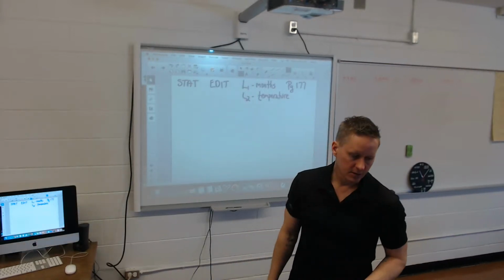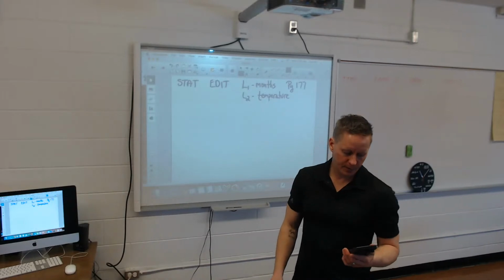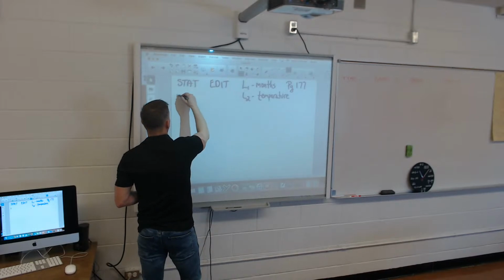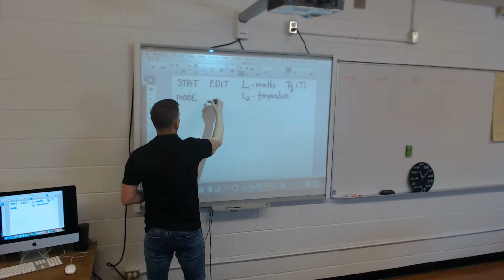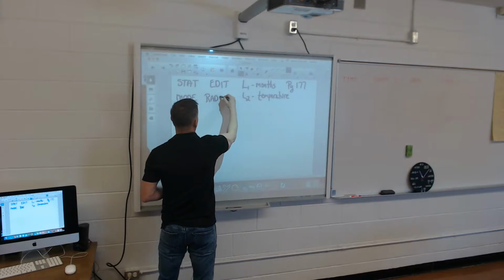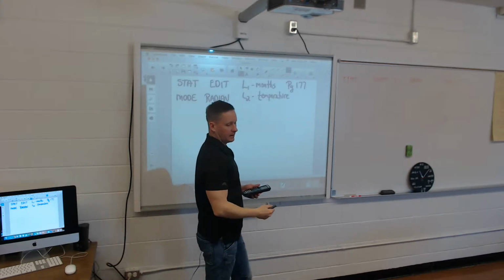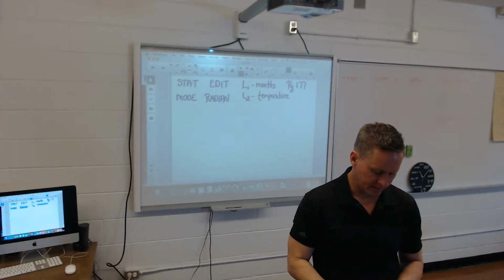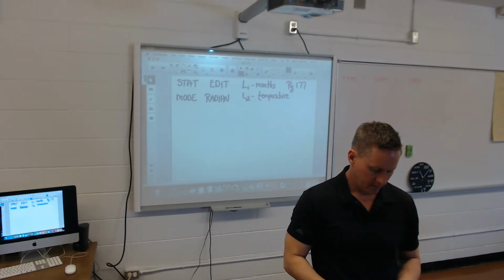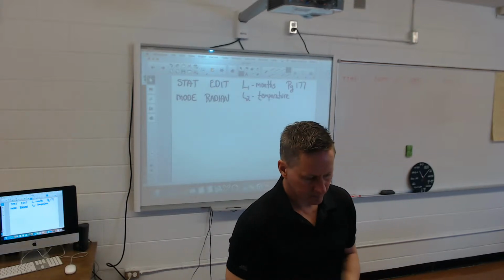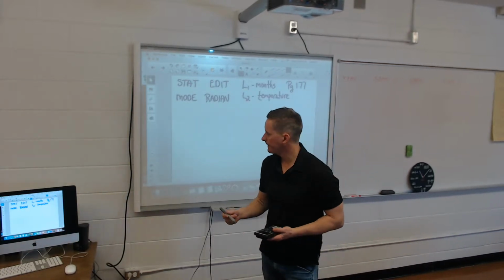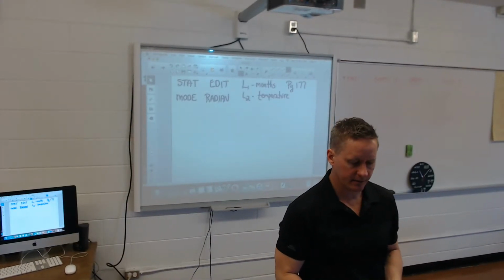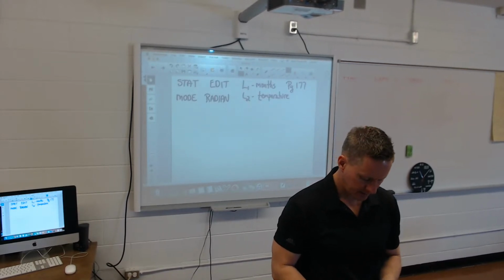Okay, so just take a second, put them into your stat plot. After you put them into edit, once you have that in here, go into your mode again and change it back to radian. Because if you recall from applied, when you're doing your trig regression, it has to be in radian measures. So make sure we do that.